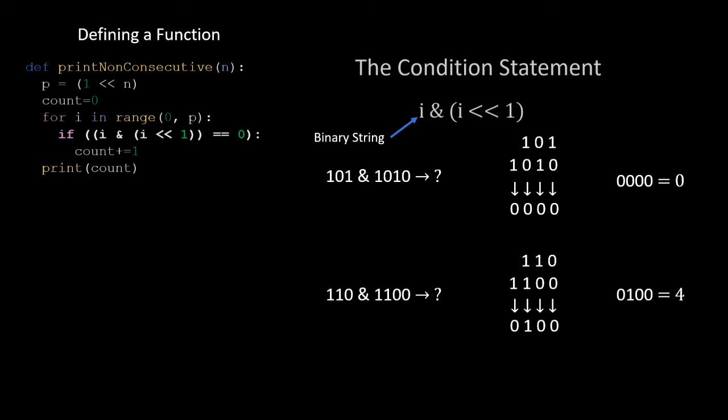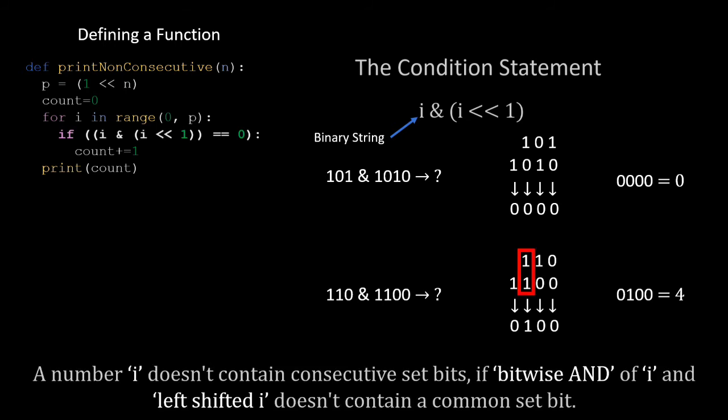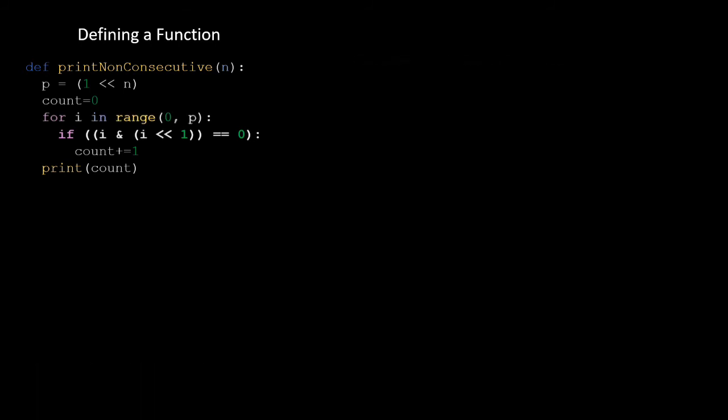You see? So by this, we can conclude that every time a binary string has consecutive ones, the AND operator of the string and its left shift will always give us a non-zero value. So the vice versa is also true. A number i does not contain consecutive sets of ones if the bitwise AND of i and left shifted i does not contain a common set bit.